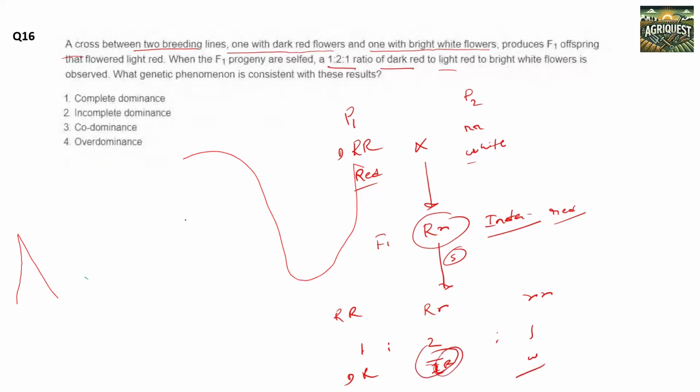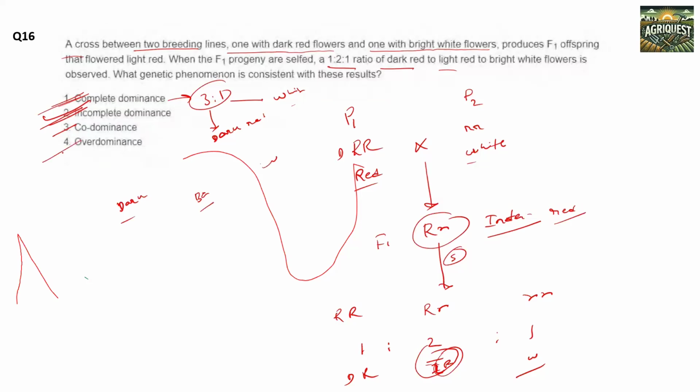Okay, this is associated with incomplete dominance. With complete dominance here, it produces 3:1. 3 is the dark red, and 1 is the white. If codominance is here, it produces a dark red plant, another plant containing both dark and white, and the third containing only white plant.